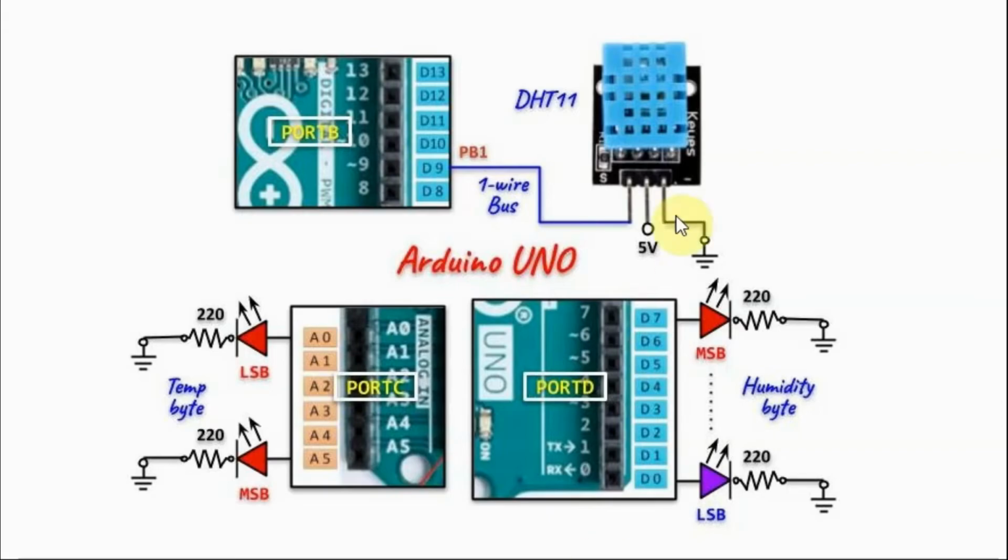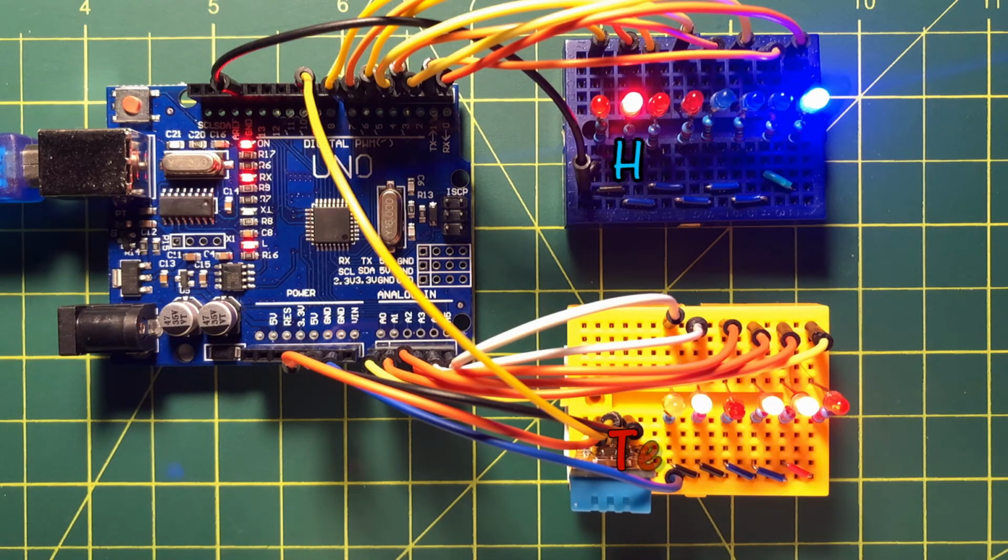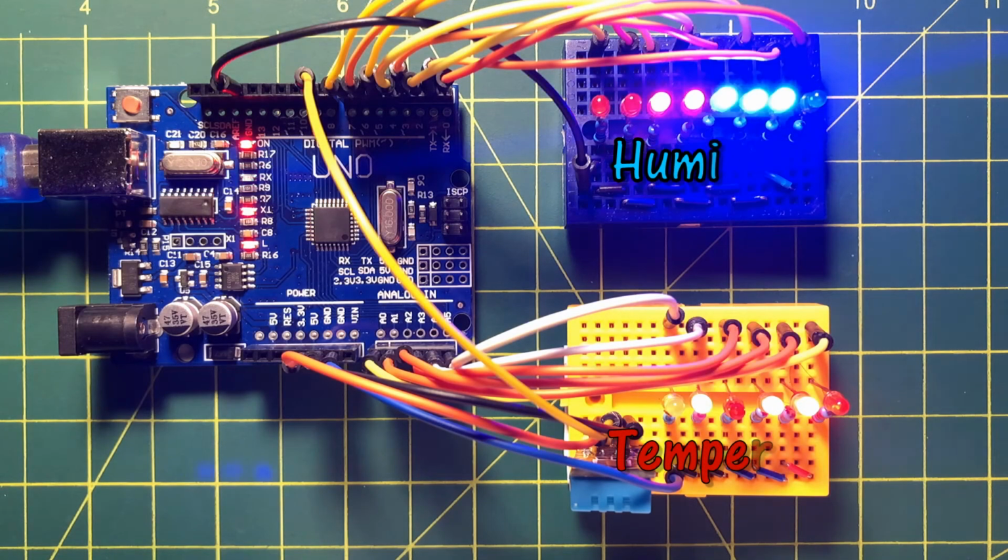In this project the temperature and humidity measurements are displayed on LEDs connected to 2 ports. So we have the humidity byte is displayed on port D, and the temperature byte is displayed on port C. Now we only have access to 6 pins of port C, so we have only 6 LEDs connected to port C. And now for a quick demonstration. The humidity byte is displayed on port D, and the temperature is displayed on port C.